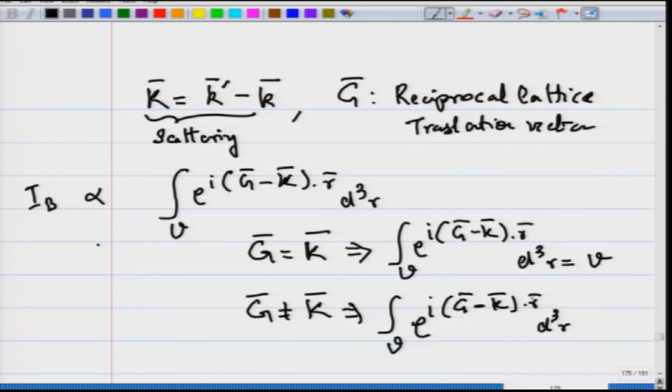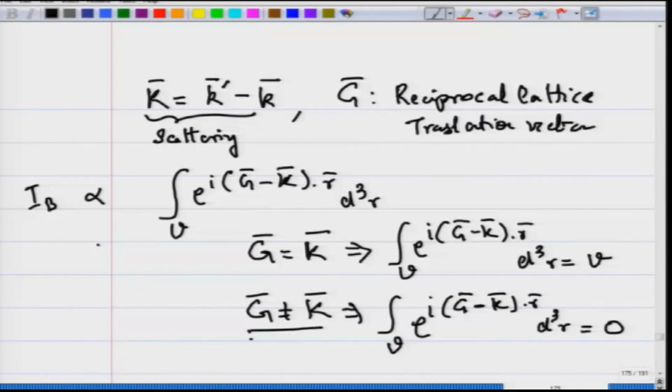Now, these factors are just sines and cosines, and if you integrate it over this entire large volume of the crystal, this will average out to 0, because these are just sines and cosines which are spread over a distance r with these wave vectors. So, if you integrate it over a reasonably large crystal, this integral will be equal to 0 if g is not equal to k, and it will be equal to the volume of the crystal if g is equal to k.